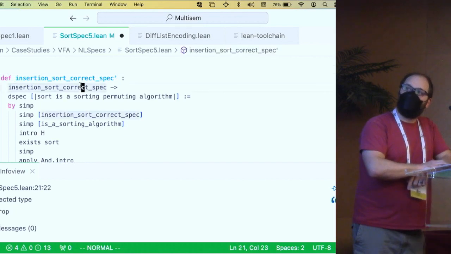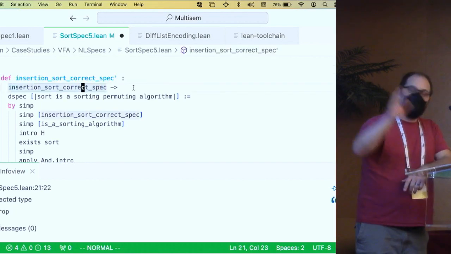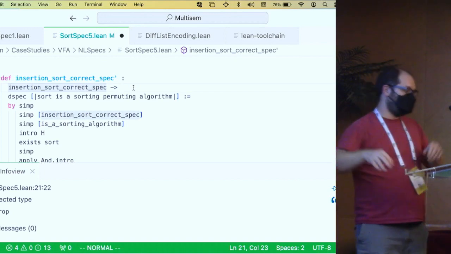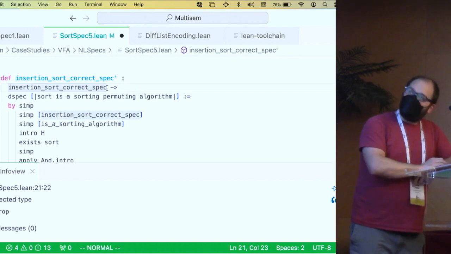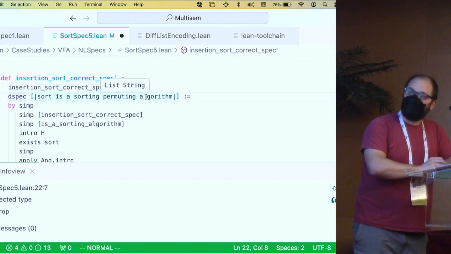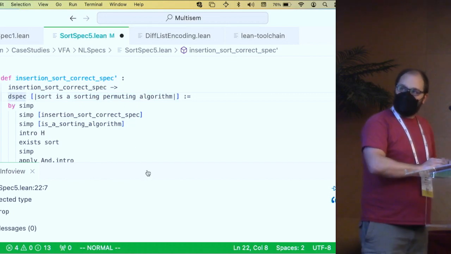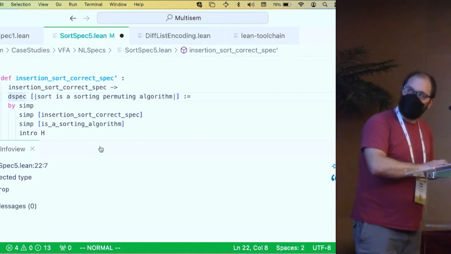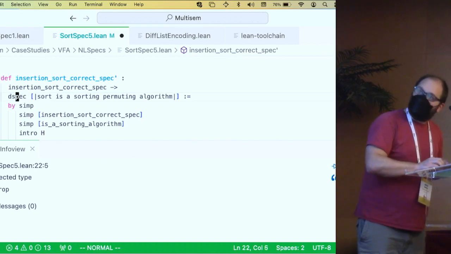So here we have the manually proven spec, basically the one that we read out of the textbook and somebody proved. And then this is basically what we've implemented. So we have dspec, and then in these brackets, sort is a sorting permuting algorithm. And Lean has figured out, hey, that parses. That is actually a proposition.